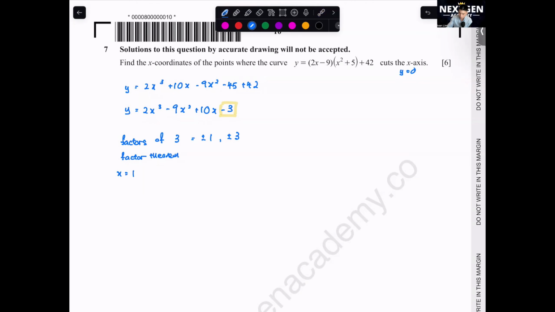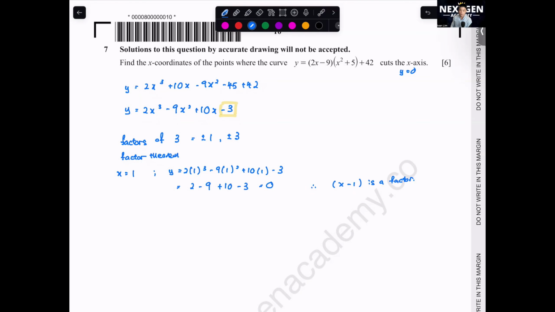When x equals 1, y is equal to 2 times 1 cubed minus 9 times 1 squared plus 10 times 1 minus 3. So this will become 2 minus 9 plus 10 minus 3 equals 0. Since x equals 1 satisfies this equation, by the factor theorem, we can say that x minus 1 is a factor.